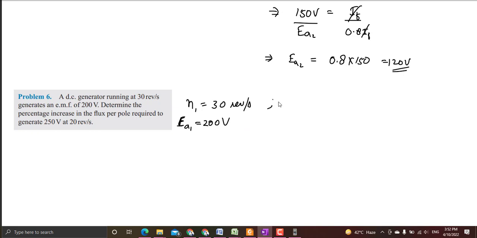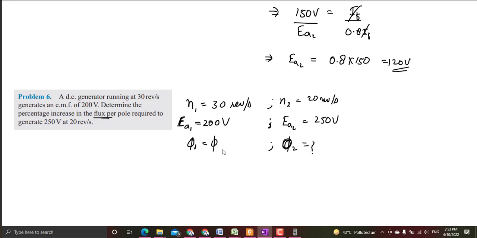So N2 is given: the speed of the generator is N2, which is 20 revolutions per second, and the required generated EMF EA2 is equal to 250 volt. I have to find the percentage increase in the flux per pole. Let phi 1 be phi. Then I have to find phi 2, and how much the percentage increase in the flux should be.